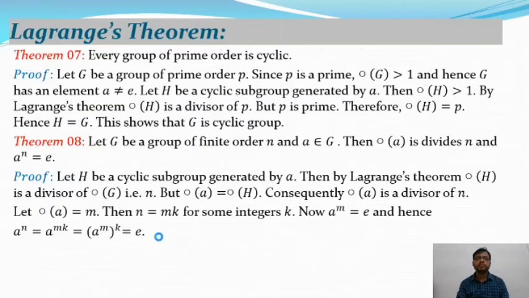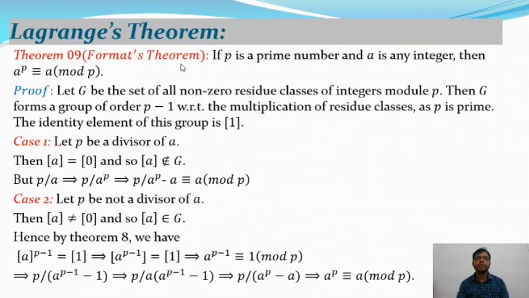Now move on to the next theorem. So this is actually the Fermat theorem, on cosets. If p is a prime number and a is any integer, then a to the power p is congruent to a modulo p. So here is the proof of the theorem, that means the Fermat theorem. Let G be the set of all non-zero residue classes of integers modulo p. Then G forms a group of order p minus 1 with respect to the multiplication of residue classes.